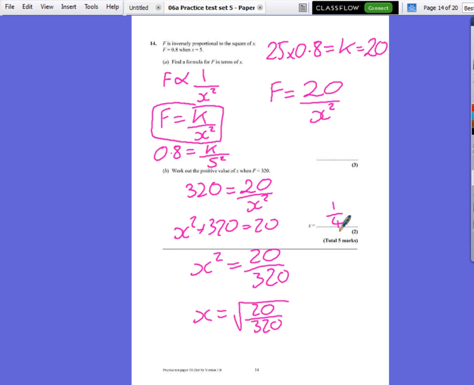Now, it could be plus or minus a quarter, but it asks for the positive value. So remember, when you square root something, it's always plus the number and minus the number, but in this case, it's just the positive value.